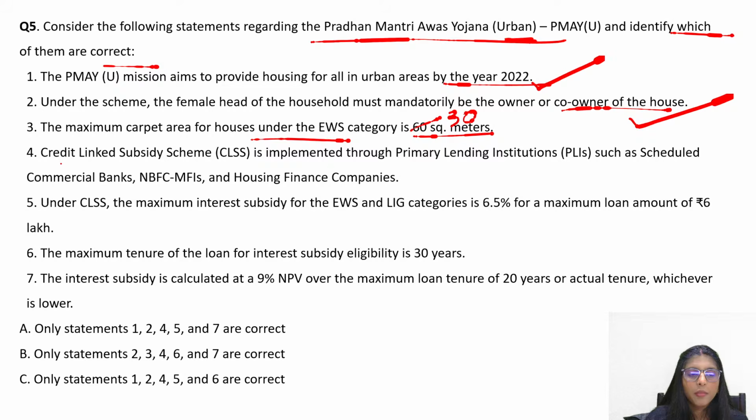So it's incorrect. Credit Linked Subsidy Scheme is implemented through primary lending institutions such as scheduled commercial banks and NBFCs, and housing finance companies.